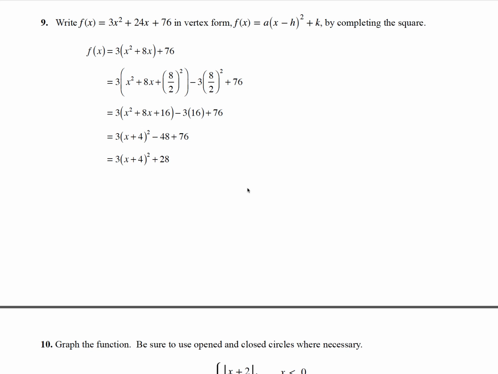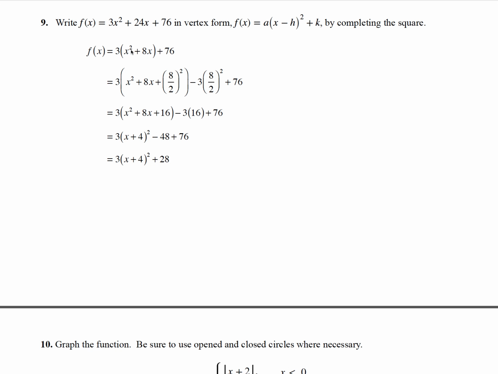Question 9 asks us to complete the square for this function here, 3x squared plus 24x plus 76, for the purposes of putting the function in vertex form. And the first step in completing the square is to factor the leading coefficient, which is 3 in this case, out of the two variable terms.